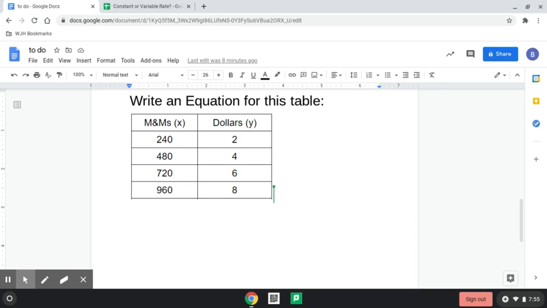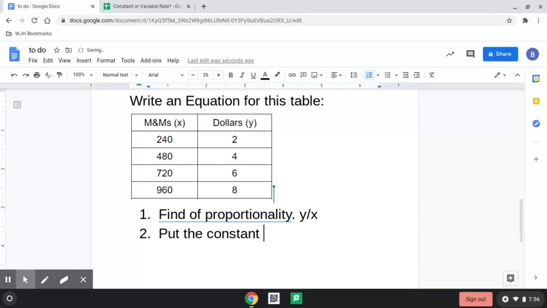Write an equation for this table. Now there are two steps to figuring out the equation for a table. One, you need to find the constant of proportionality, and you do that by doing y divided by x. And two, put the constant in the equation, which is y equals constant of proportionality times x, or y equals kx.